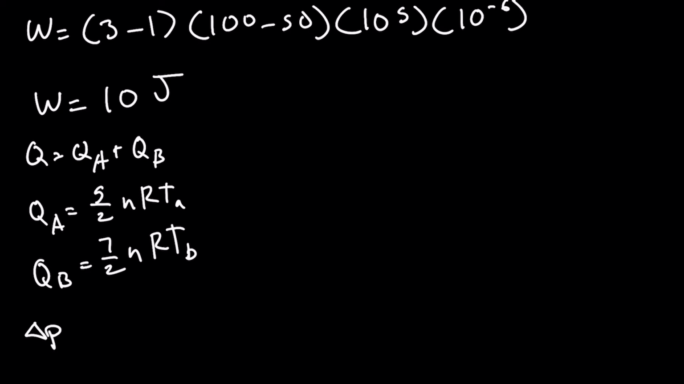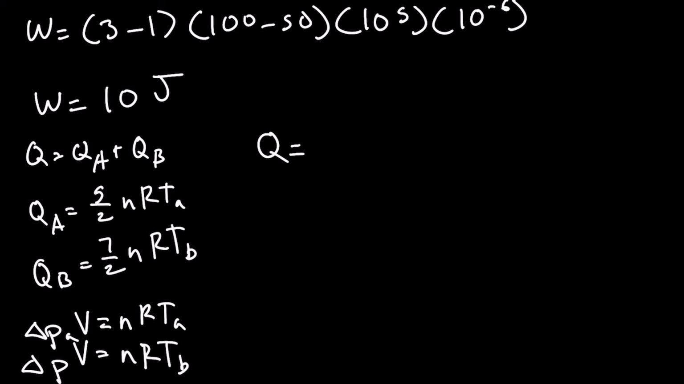Looking at the nRT, we can relate this to the ideal gas law and say that change in P for both A and B times V is equal to nR change in TA or TB. Knowing this, we can now form our equation. Looking back at our original equation with the extracted heat equaling QA plus QB, we can add the two together and substitute in our P change in V to get Q1 equals 5/2 change in PA times V plus 7/2 P change in V.